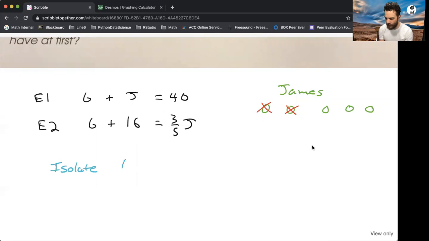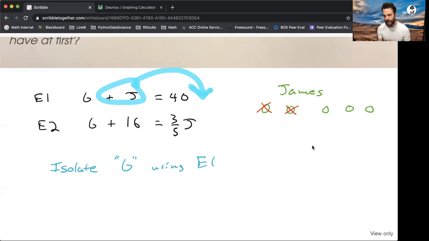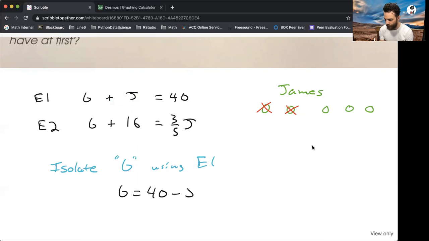let's isolate letter capital G using equation 1. What's that going to look like? What we're going to do is, first of all, move J onto the other side through subtraction. So E1 would look like G is equal to 40 minus J.